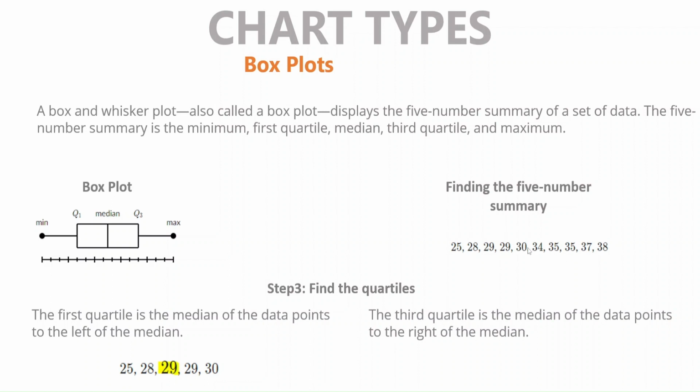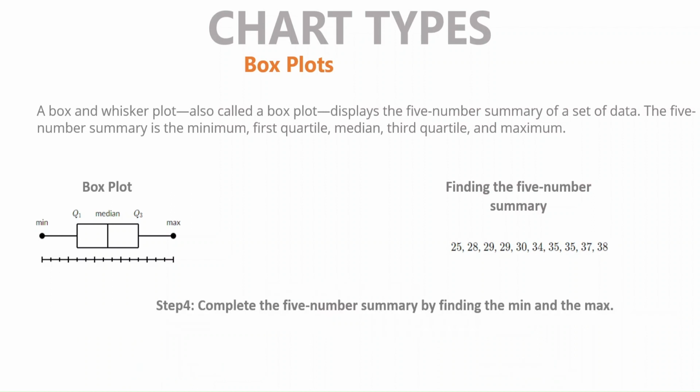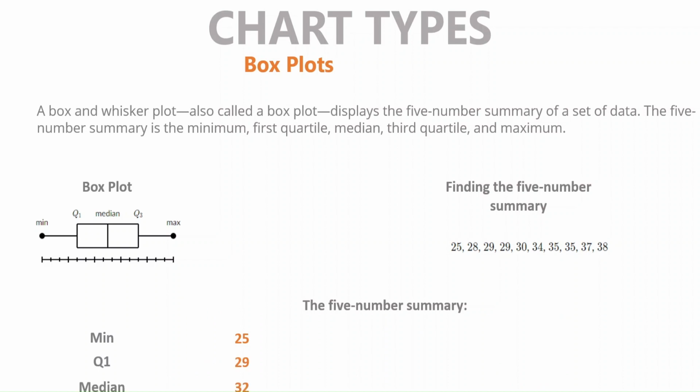35. Then you have 34 till 38, it's 35. Cool. So now we have the median, the first quartile, and the third quartile. Now minimum and maximum is very easy. What is the minimum number? 25. And maximum is 38. Right? Now let's just write all the numbers. Minimum 25, quartile 1 is 29, 32, 35 and 38.